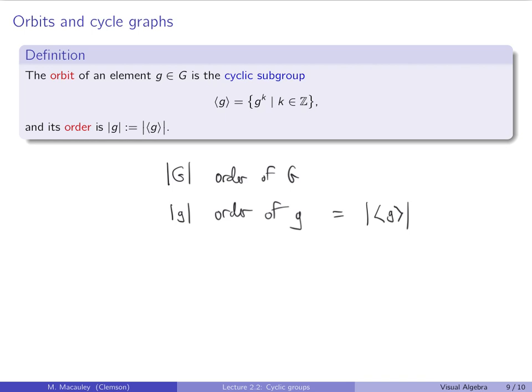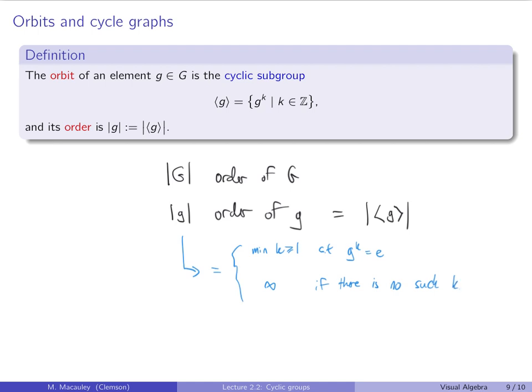Notice that the order of g is equal to the minimum k, the minimum integer such that g to the k is the identity, or infinity if there is no such k. So that's how you should think about this.